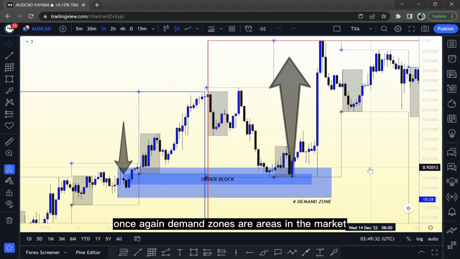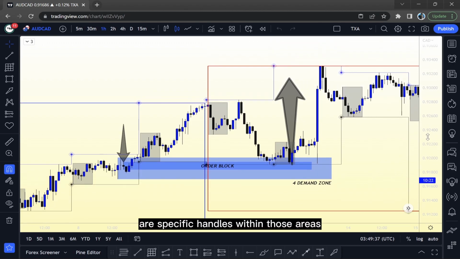Once again, demand zones are areas in the market, and order blocks are specific candles within those areas that are responsible for the price moving to the upside or the downside impulsively in a sharp move.